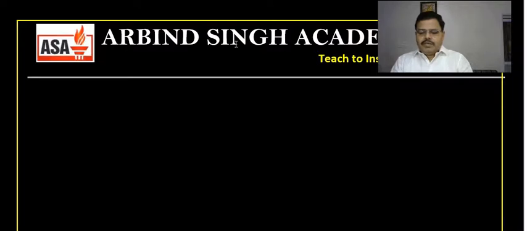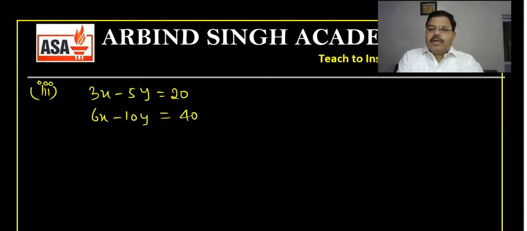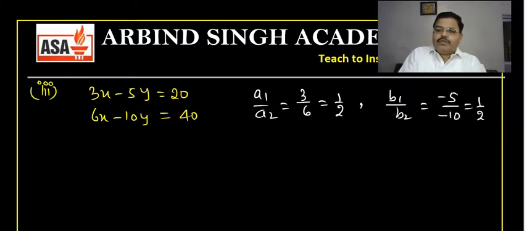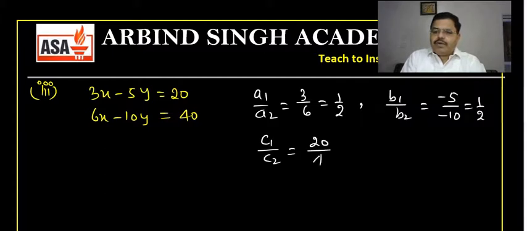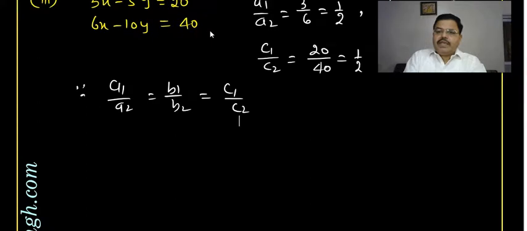Now the next question is question number 3, that is 3x minus 5y is equal to 20, and 6x minus 10y is equal to 40. Again, you will write here, since a1 by a2 is 3 by 6, that is 1 by 2. Also, b1 by b2 is equal to minus 5 by minus 10, that will be also 1 by 2. And c1 by c2 is 20 upon 40, that is also 1 by 2. So here, since a1 by a2 is equal to b1 by b2 is equal to c1 by c2, therefore, they will represent coincident lines.